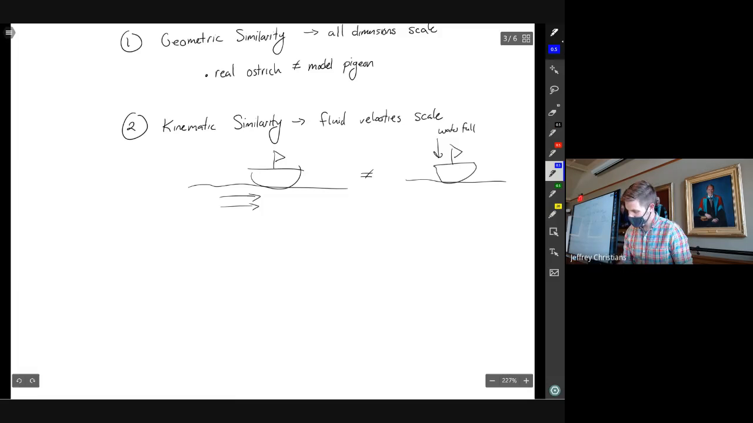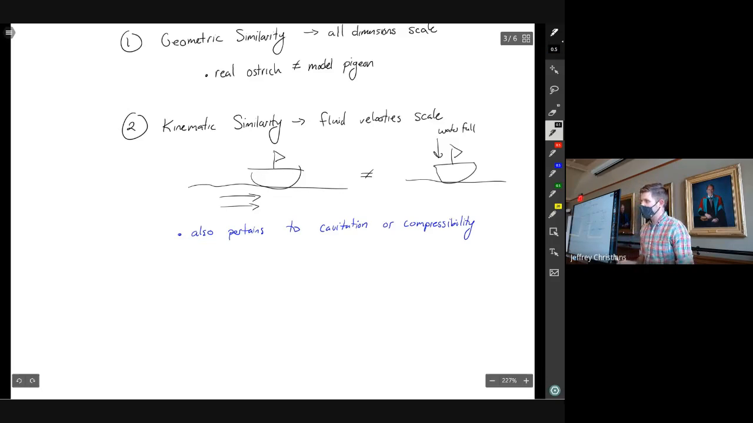The note on kinematic similarity that I'll make is this also pertains to things like cavitation, or compressibility. So if you're not going to be having cavitation effects in your real system, then you can't have them in your model system, and vice versa. You have to have the same physics happening.